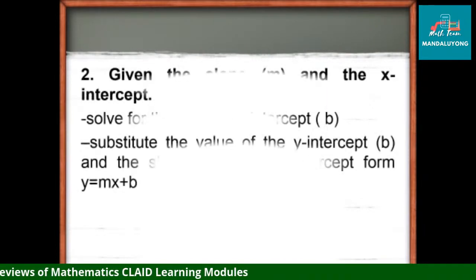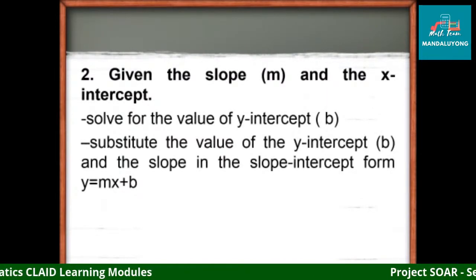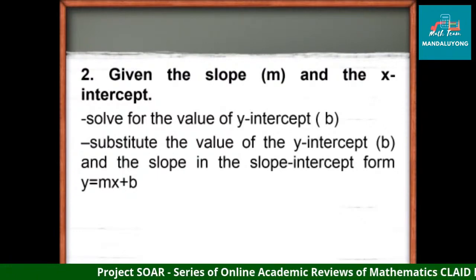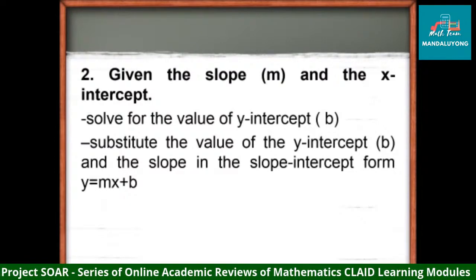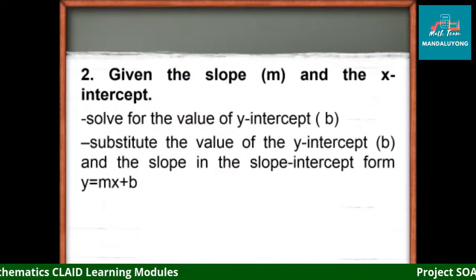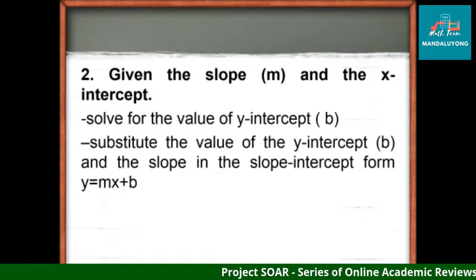The second condition is given the slope and the x-intercept. In finding the equation of the line given the slope and the x-intercept, first, we need to solve for the value of the y-intercept, or b. Second, substitute the value of the y-intercept and the slope in the slope-intercept form, which is y equals mx plus b.